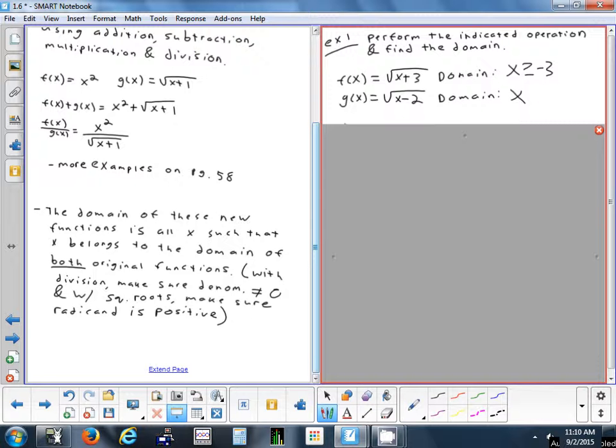Greater than 2, or equal to. Yeah. If you pick any number greater than or equal to 2, the radicand will always stay positive. Any questions on the domain of the originals?